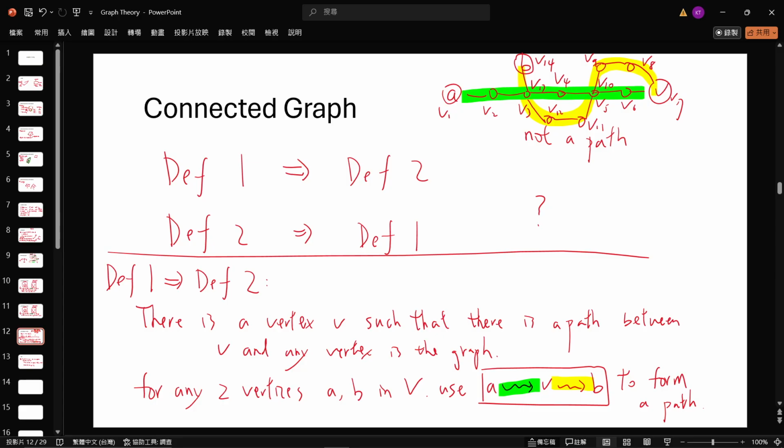Okay, so this brings us to the second question. So if I cannot simply concatenate these two paths, how do I get the desired path between A and B?